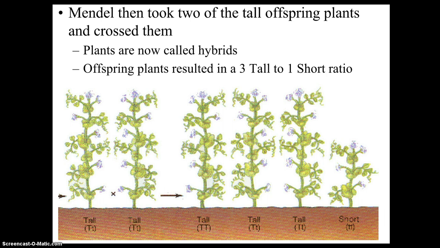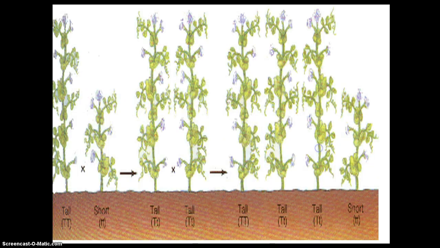So here's the results. He took 2 of those offspring plants from that original cross. Remember, offspring just means kids. They were called hybrids because they weren't purebred anymore. It was a purebred tall with a purebred short, so all their offspring are called hybrids because they weren't purebred anymore. And then we see this 3 tall to 1 short ratio. So if he had 100 plants, 75 came out tall, 25 came out short.